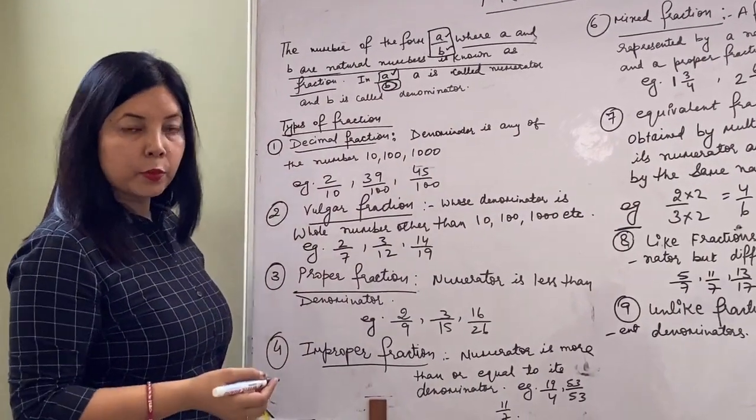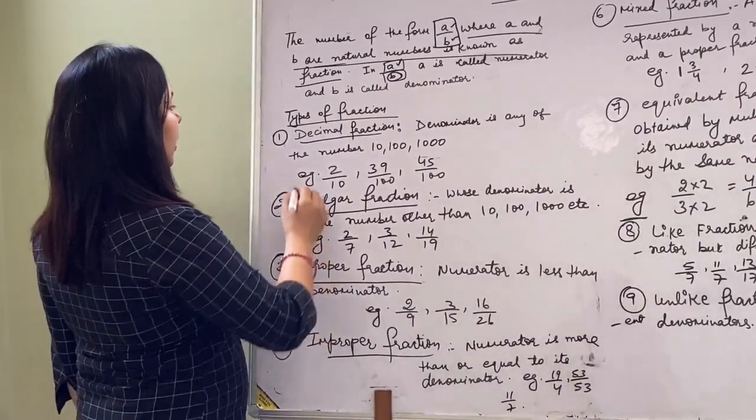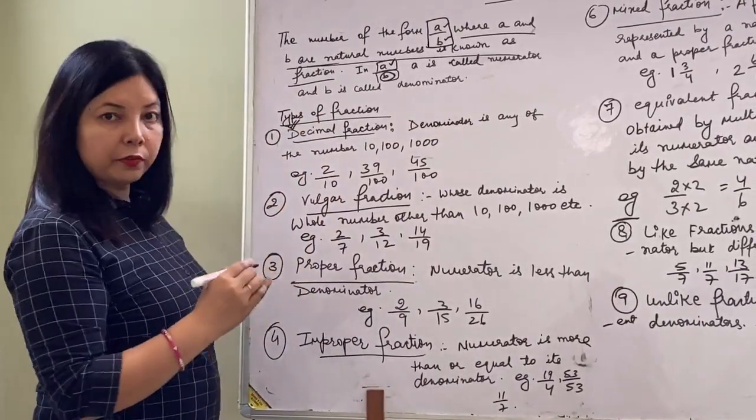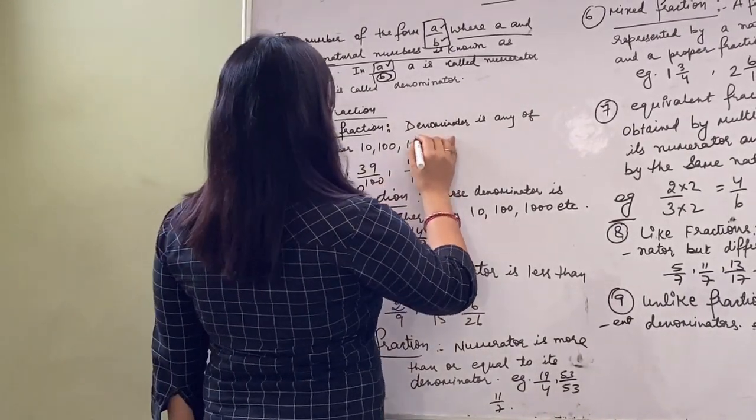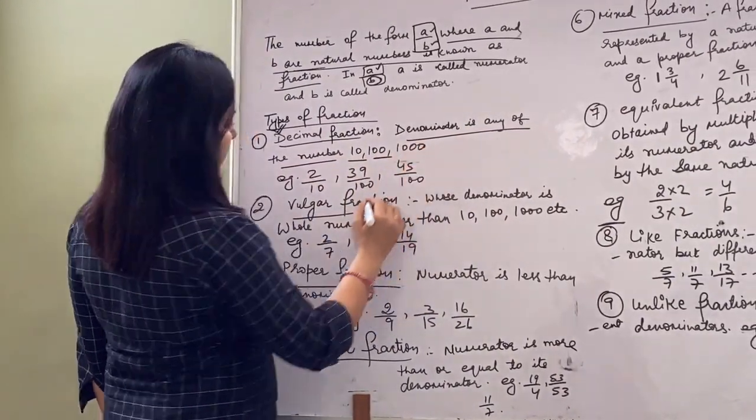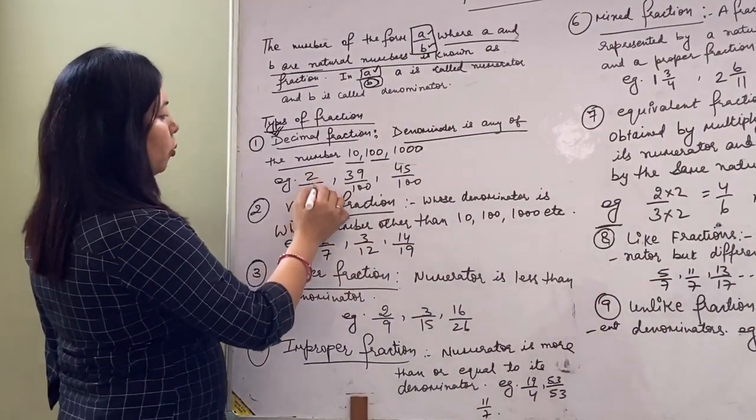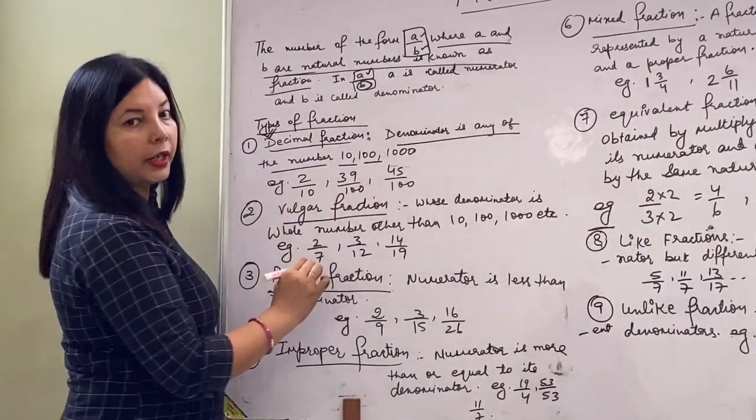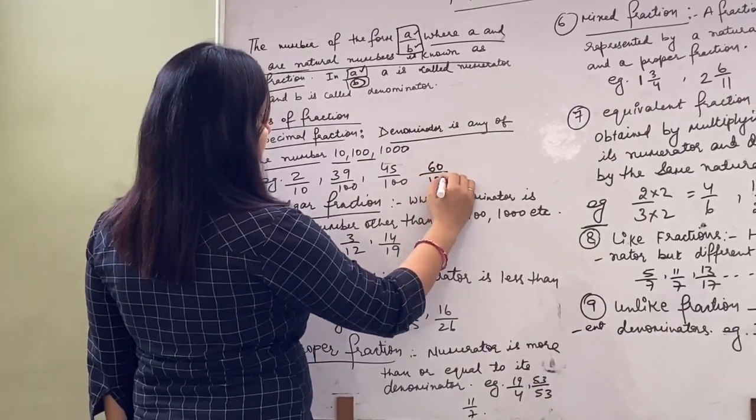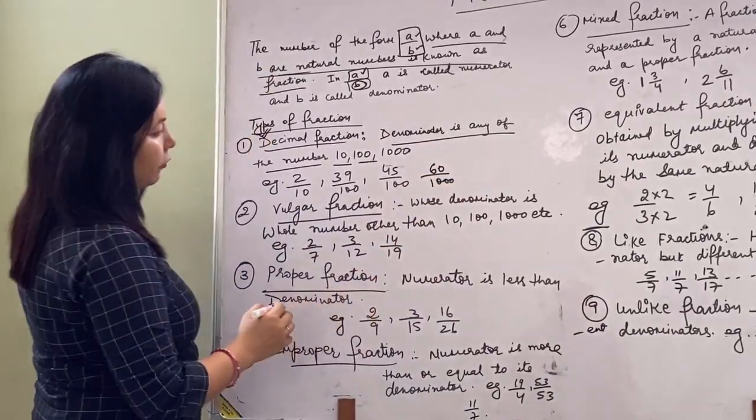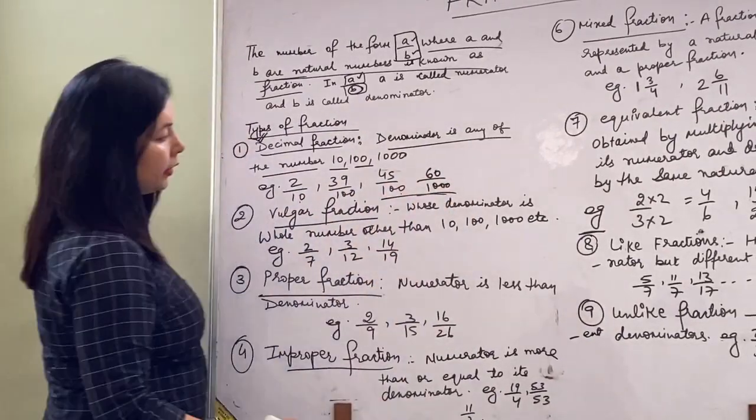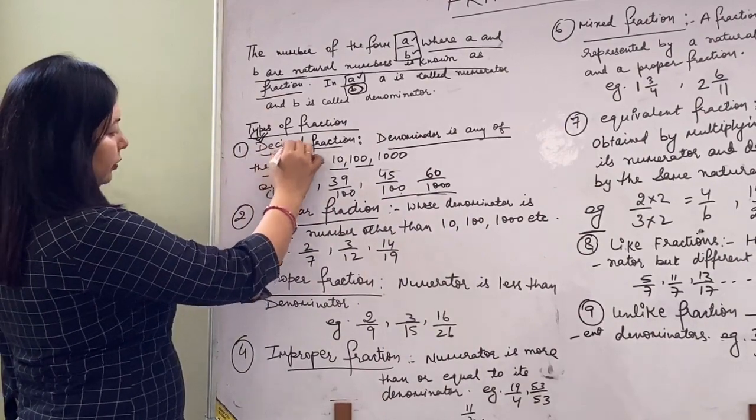There are various types of fractions, we'll talk about them, like decimal fractions. A decimal fraction is a fraction in which the denominator is a number like 10, 100 or 1000. For example, 2 by 10, 39 by 100, 45 by 100, 60 by 1000 and so on. So we have 10, 100, 1000 etc. as the denominator in decimal fractions.